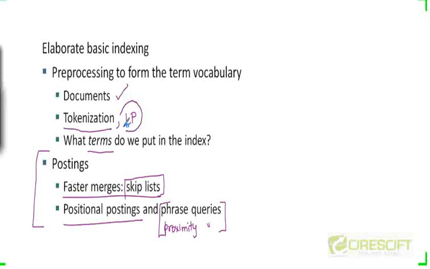We're going to discuss linguistic pre-processing today, and this is the first part of the chapter, where essentially they discuss how to generate the terms that finally go into the dictionary of the index. In the second part, we're going to look at how to speed up the postings lists using faster merges, how to speed up query processing on the postings lists using faster merges. And we're also going to extend the index we built in chapter 1 to accommodate phrase and proximity queries.